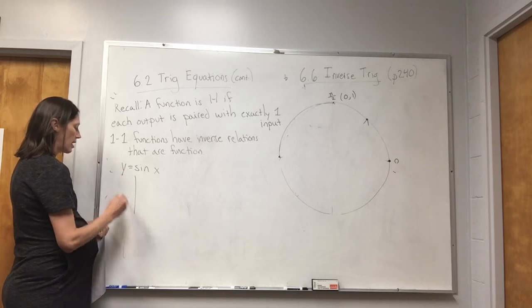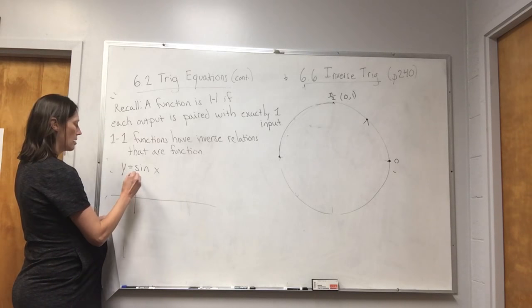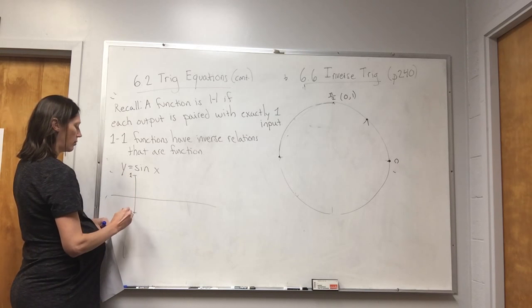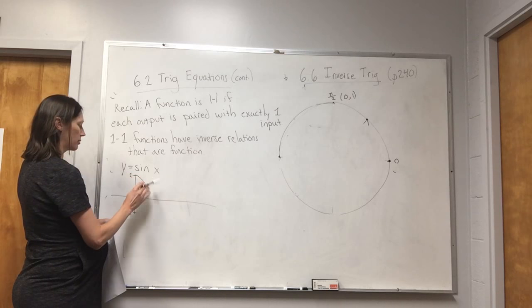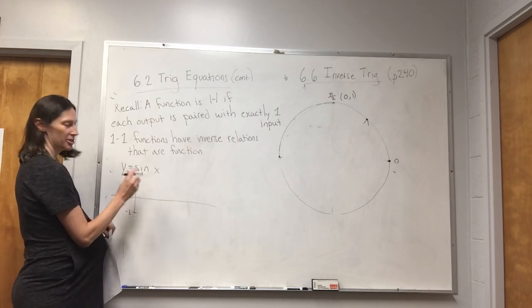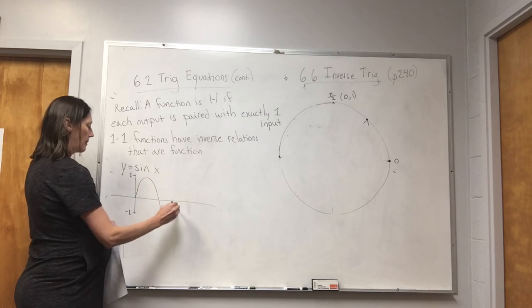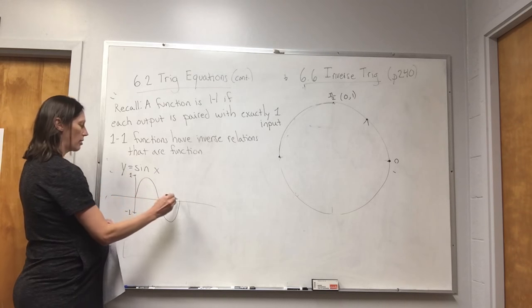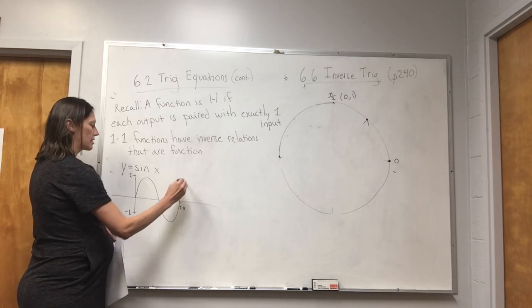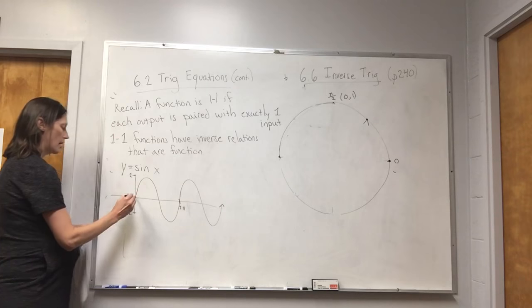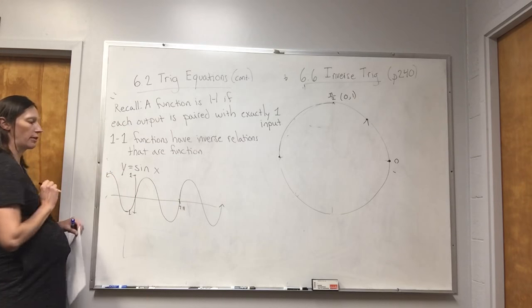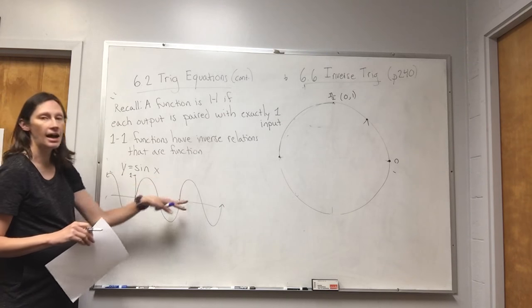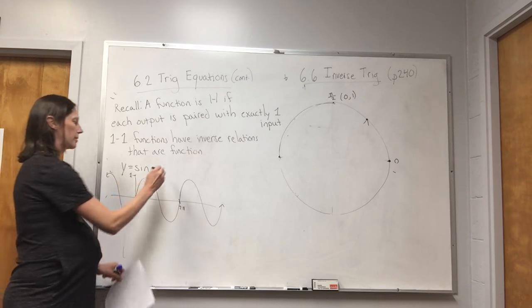So for y equals sine of x, goes up to 1, down to -1. I'm going to graph it pretty quickly because we've already done it before. Oops, almost started graphing cosine. That's 1 period. That's from 0 to 2 pi. And then that cycle repeats in all directions, left and right. Okay? This is not 1-to-1. Okay?